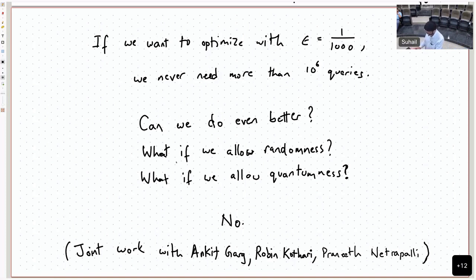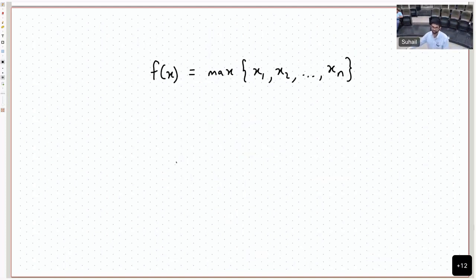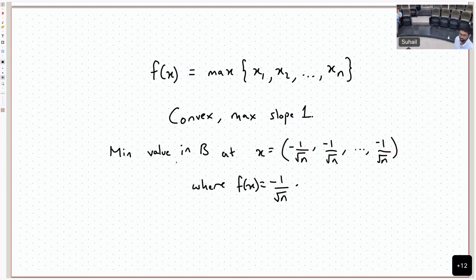All right, so I'm nearing an hour, so I'll just give a quick idea behind how this goes. So consider this function. It's the maximum of n different functions, x1, x2, and so on till xn, in the unit ball. First of all, it is convex because it's the maximum of some planes. So it just looks like a high-dimensional cone with flat sides. Its maximum slope is 1.